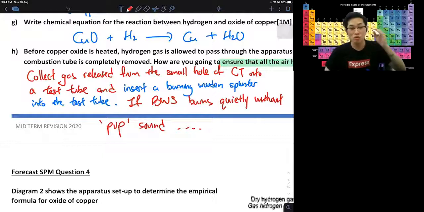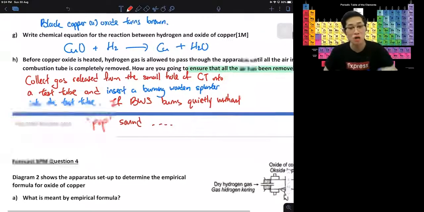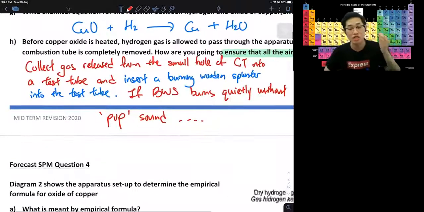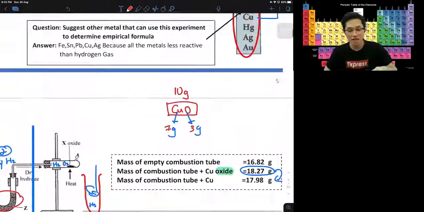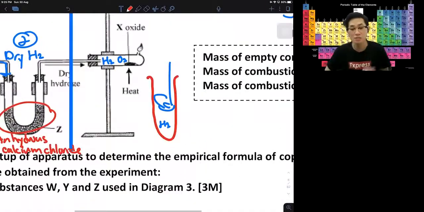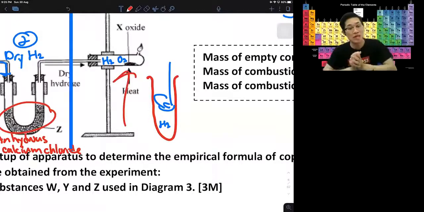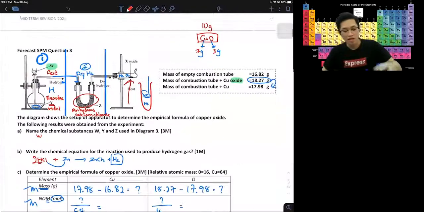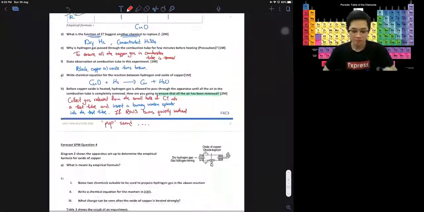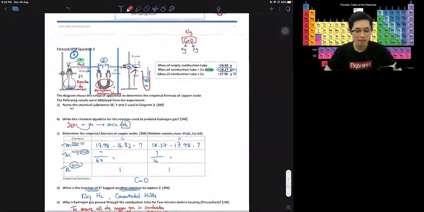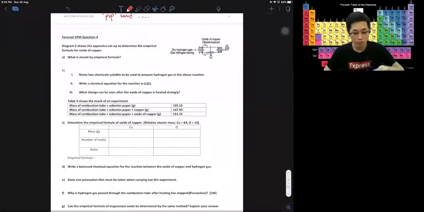So these will be the steps that you perform, and then the observation that you are going to get to make sure that there's no more oxygen gas. If the gas that you collected tested with burning wooden splinter can cause a pop sound, that means when you heat this part later, it's going to cause a bigger explosion. Boom. Okay. So this is basically the experiment for copper 2 oxide.